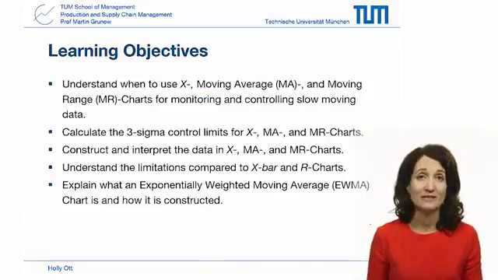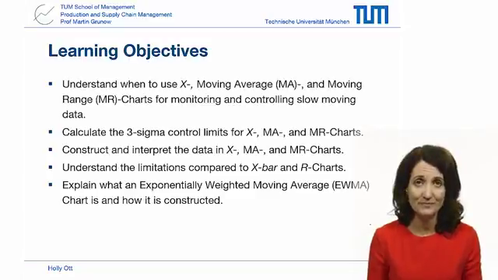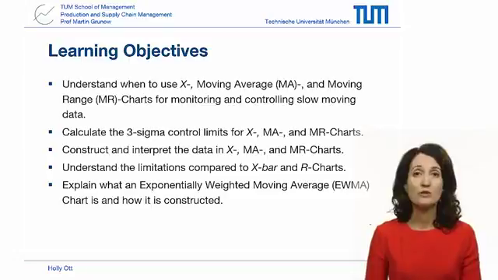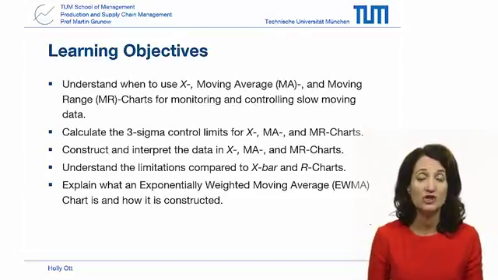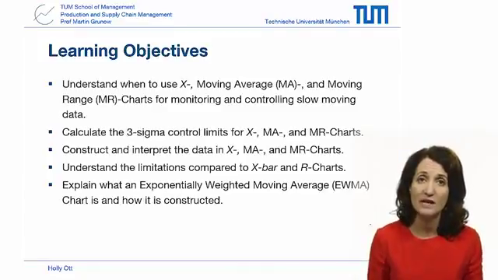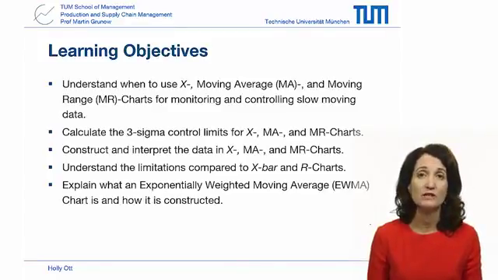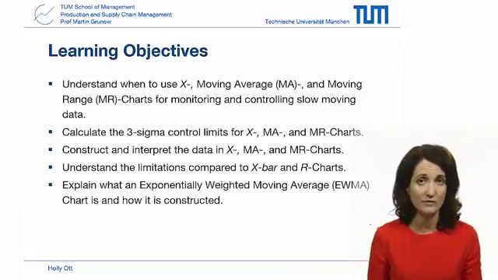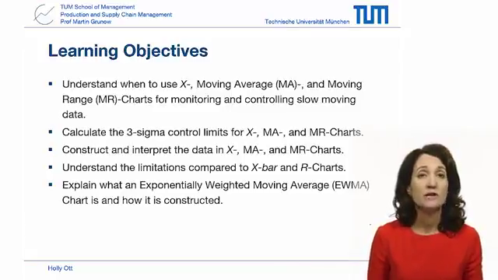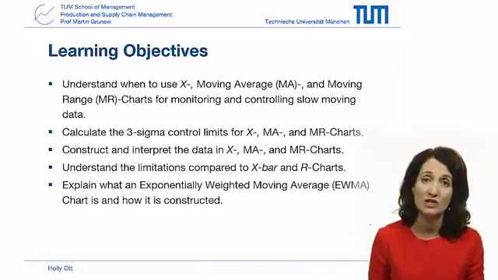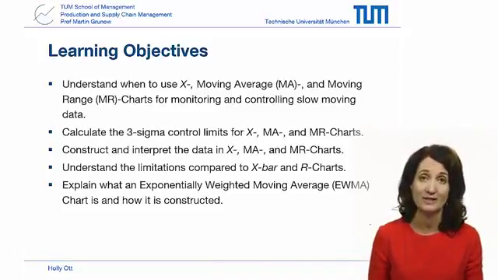Our learning objectives are to understand when to use X charts, moving average and moving range charts, for monitoring and controlling slow-moving data. We want to be able to calculate the 3 sigma control limits and construct and interpret the data in these charts, and to understand their limitations compared to our standard X bar and R charts that we learned before. We also want to be able to explain what an exponentially weighted moving average, or EWMA, chart is and how it is constructed.